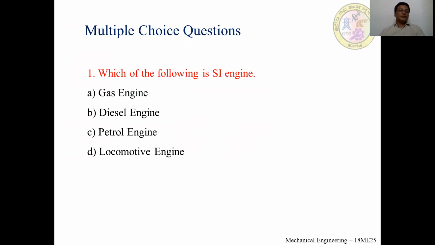Now we'll discuss 4 to 5 multiple choice questions based on session number 1. The first question is, which of the following is an SI engine? The options are gas engine, diesel engine, petrol engine, and locomotive engine. The right answer is C, petrol engine. SI engine means spark ignition engine. In the SI engine, we use a spark plug to initiate the combustion process.